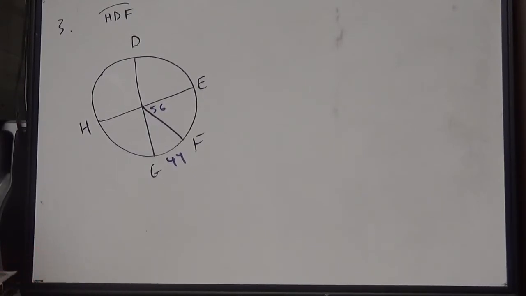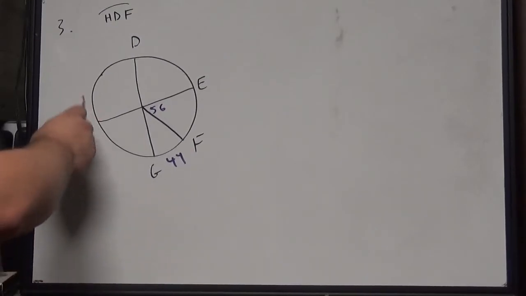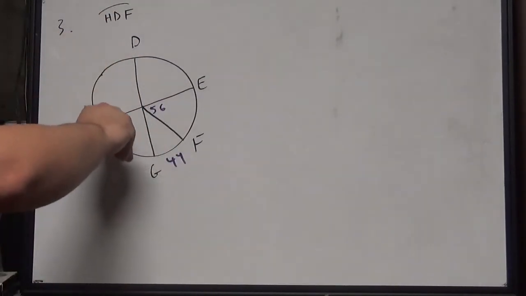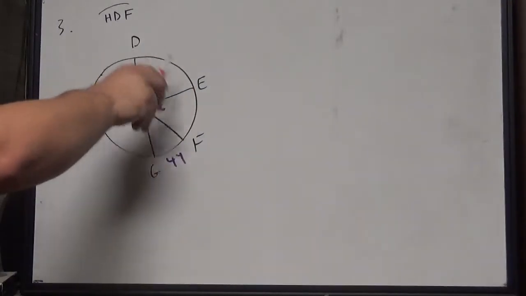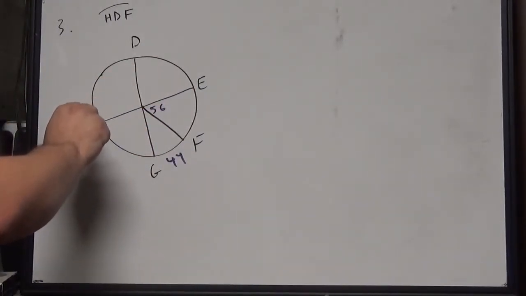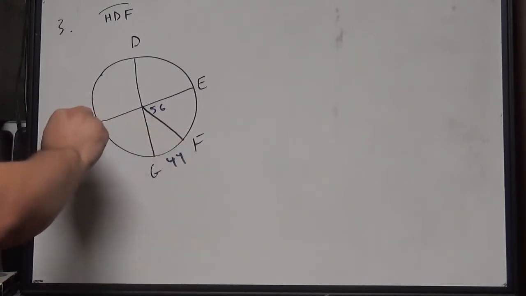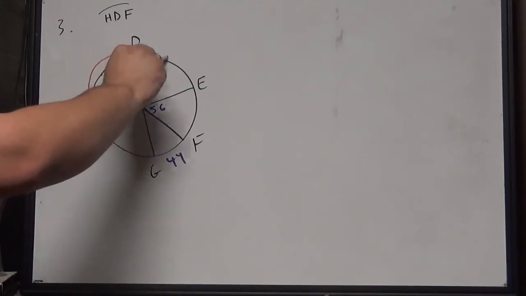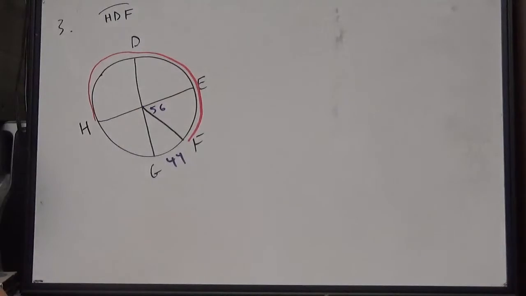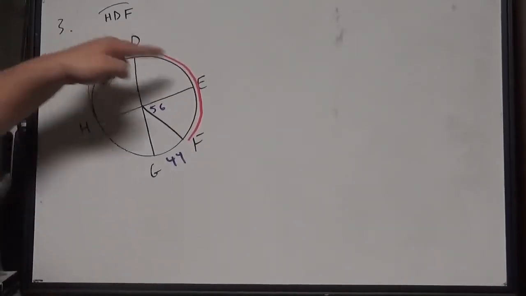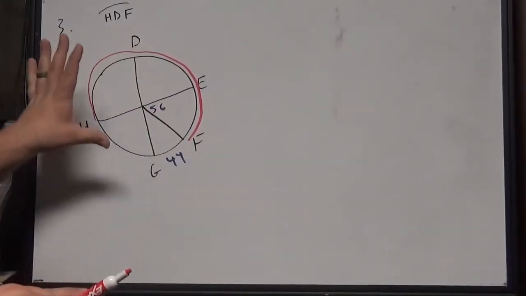There are 3 steps to this problem. The first step is to identify what you're finding. What is it you're trying to find? You're going to find the arc, so that means you're going around the outside of the circle, and we're going from H to F with D in the middle. So we're going this way, around from H to F, and it includes D. And that's what we're looking for.